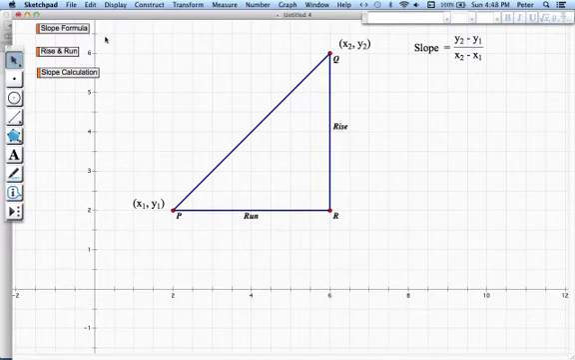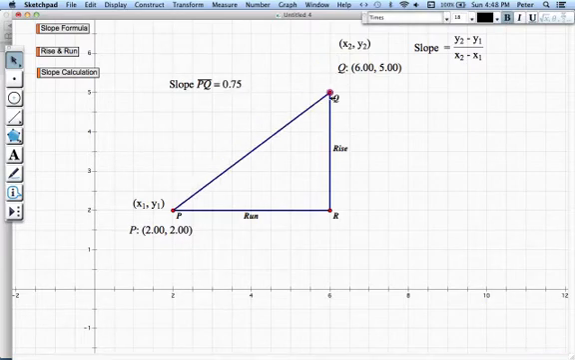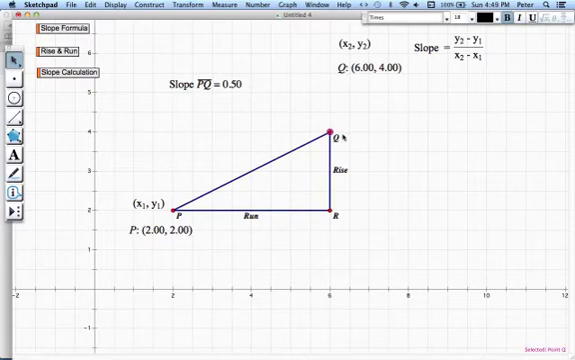All right, so let's get away from the general and let's look at specific values. So here, point P is at (2, 2), and point Q is at (6, 6). And you can see that if I calculate 6 minus 2 divided by 6 minus 2, the ratio would be 1. Well, suppose that I change point Q and I put it at, let's say, (6, 4). You'll notice that because the increase in the rise is not as great, we'll have a smaller slope.